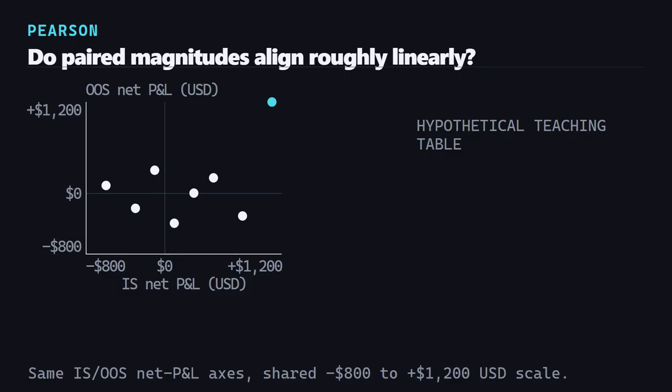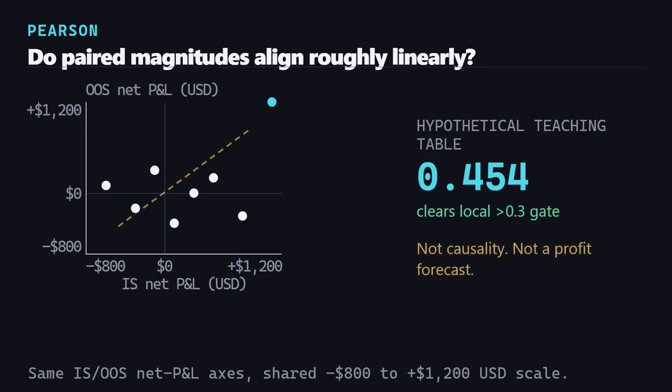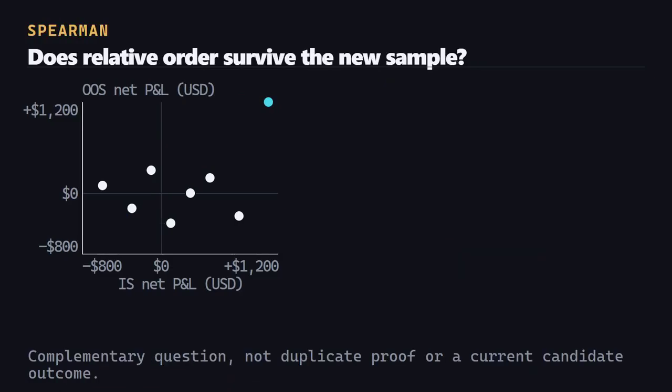Spearman ranks those same 8 hypothetical pairs and sets exact dollar distance aside. Its coefficient here is 0.19. It fails the strict greater than 0.3 Spearman gate because the ordering twists. Some middling in-sample coordinates land low out of sample, while lower ones jump above them. A scatter can retain some linear magnitude alignment, while ranks fail to stay consistently ordered. Pearson and Spearman are not duplicate victory stamps.